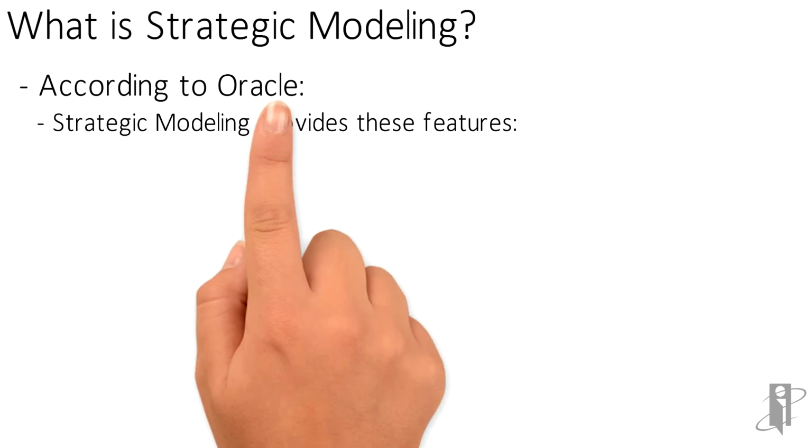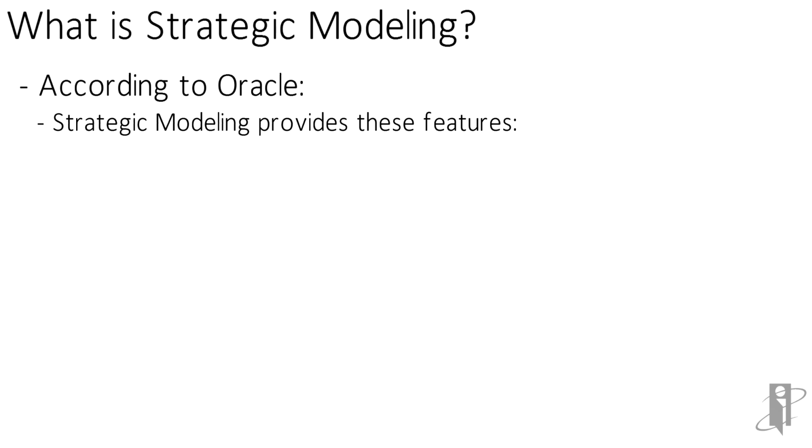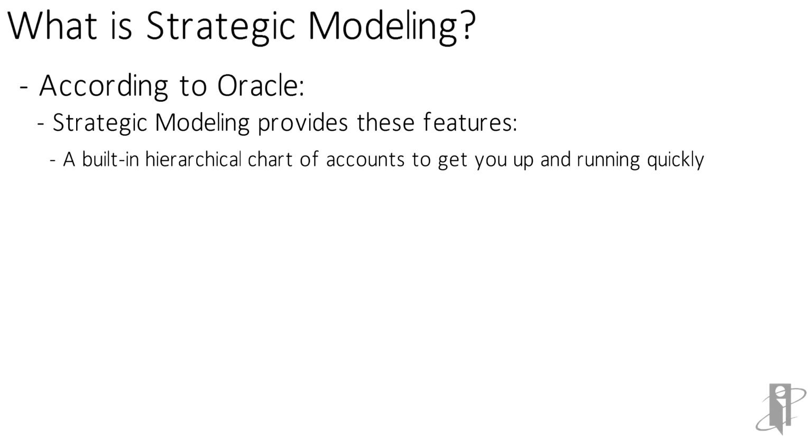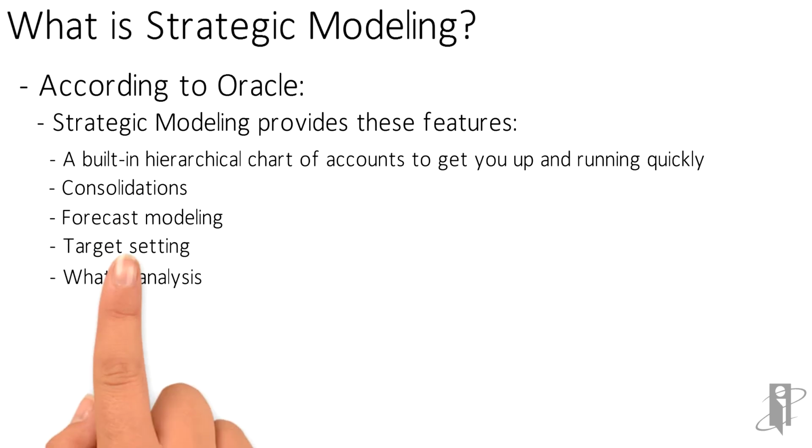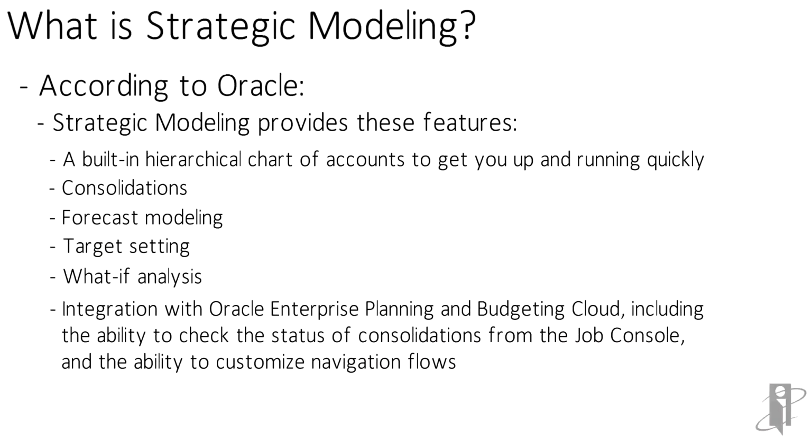So, according to Oracle, strategic modeling has several features. One of them being the chart of accounts that's always integrated, that allows you to always have the income statement, balance sheet, and cash flow in sync. It allows for consolidations, forecast modeling, you can do what-if scenario analysis, target setting. It mentioned some integration here, though this is not necessarily data integration. I'm assuming that that's coming up in the next revision.